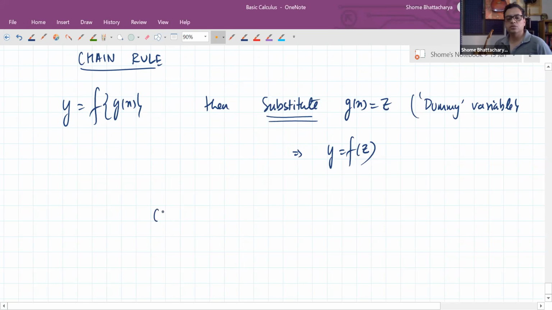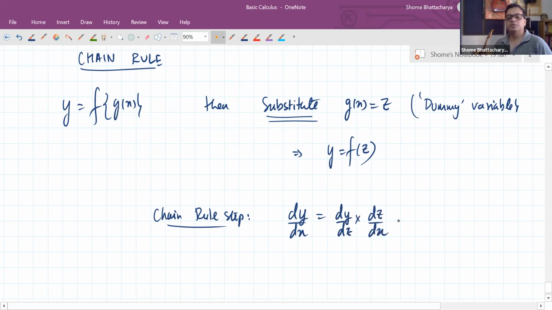Now next, the chain rule step. That is like this, that the derivative of y with respect to x can be treated as the derivative of y with respect to the dummy variable multiplied with the derivative of the dummy variable with respect to x. So this is like a chain of operators, so it's called the chain rule. So in this case, this becomes the derivative of this function multiplied with the derivative of this function.